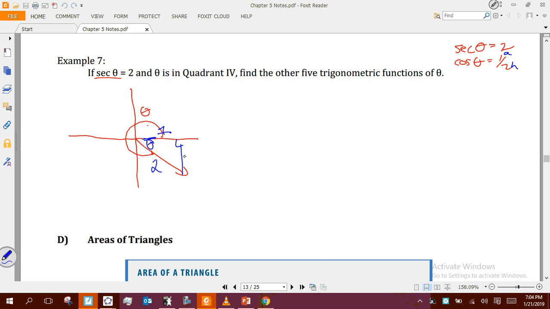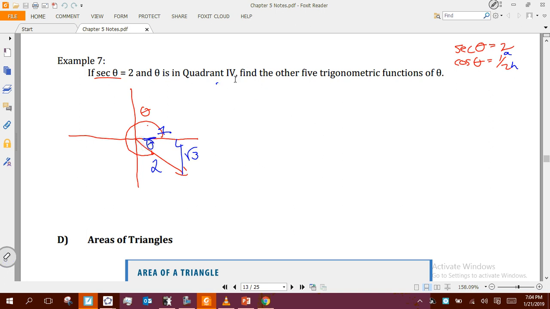So now I need to figure this out. Well, I'm going to use the Pythagorean theorem. I'm going to say 1 squared plus whatever this is, let's just call it y. 1 squared plus y squared should equal 2 squared. So we should have y squared is equal to 4 minus 1. So y is equal to radical 3. So this distance here is radical 3. And you can check this: 1 squared would be 1, radical 3 squared would be 3, 2 squared would be 4. 1 plus 3 equals 4.